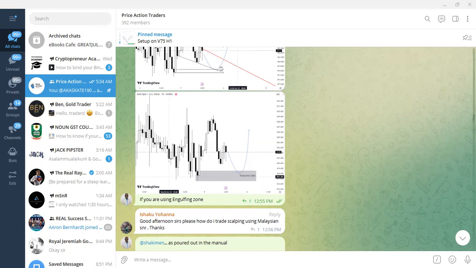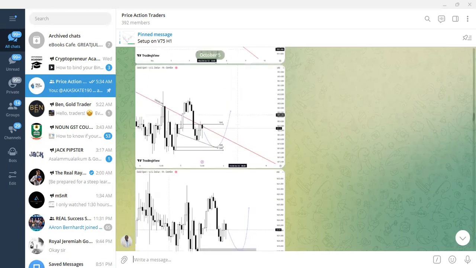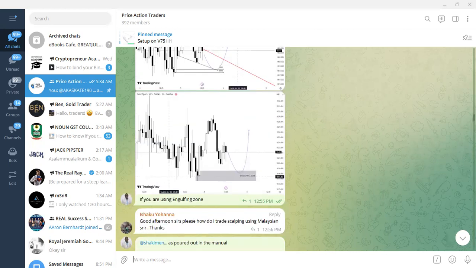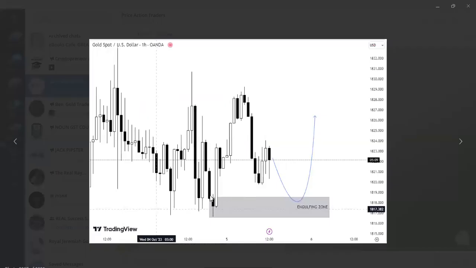I saw the setup and posted it on the 5th of October, last week, Thursday, thereabouts. You can see it here. I gave you this markup and trace setup, hoping that it will fail and bounce up here. It's not really strong like that, but it's an engulfing zone.